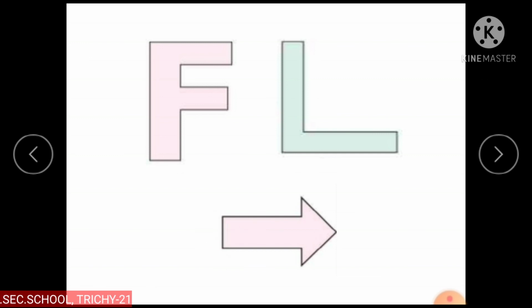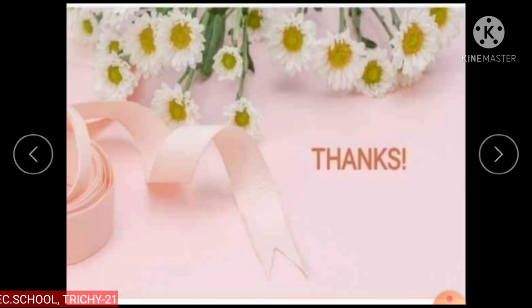Students, I hope you have understood about perimeter and area of rectangle, square, triangle and combined shapes. Thank you.